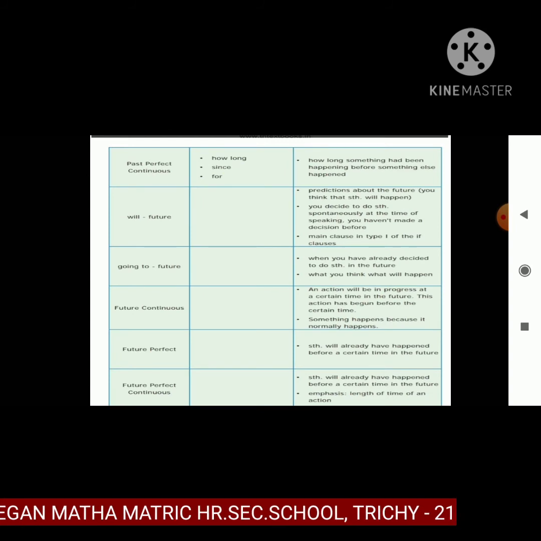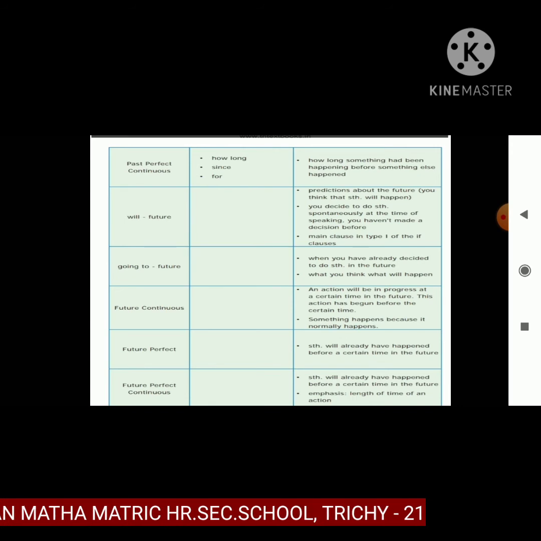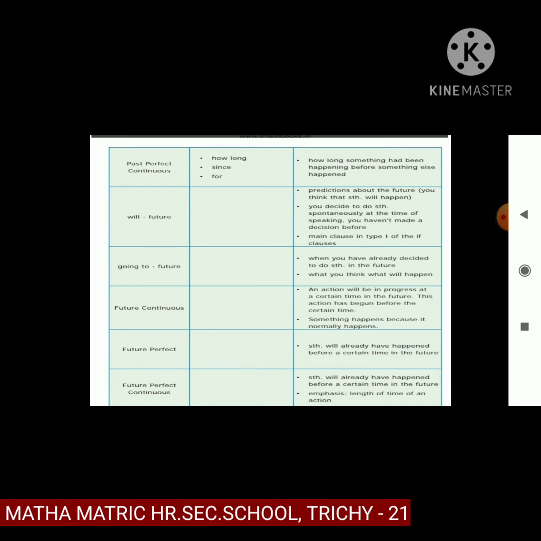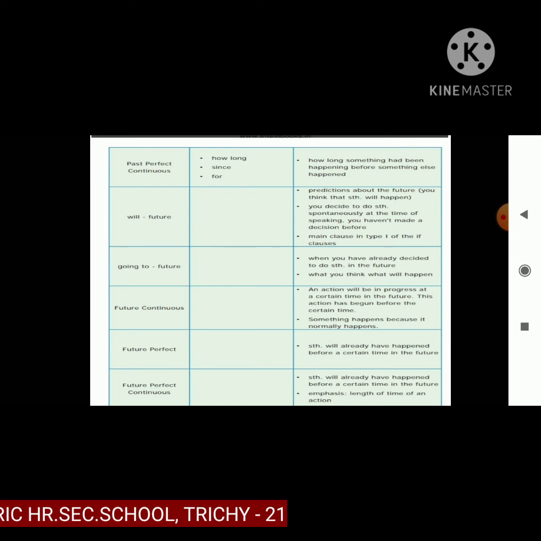Past perfect continuous: how long, since, for, how long something had been happening before something else happened. Okay, so that's past perfect continuous. I had been listening to the class. She had been writing a test. So, how long something had been happening before something else happened.